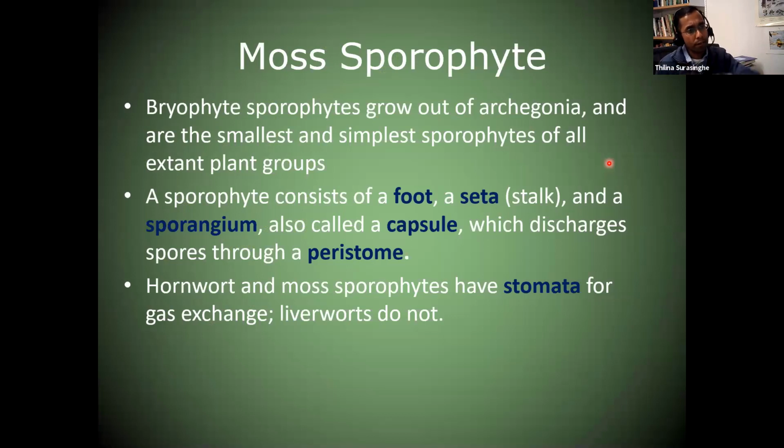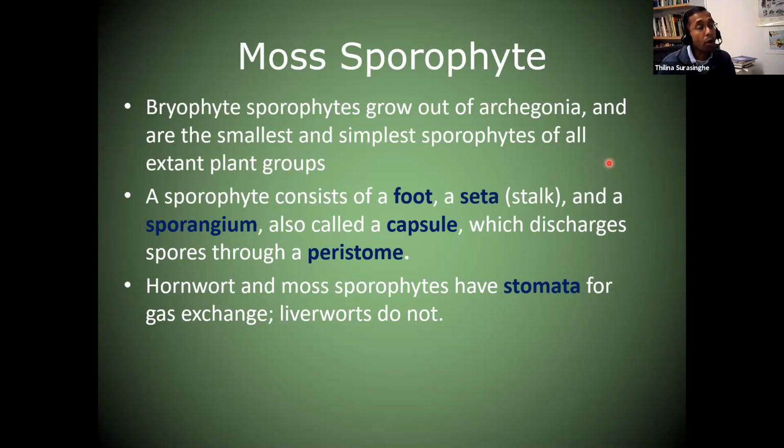Now to the sporophyte. That was about the gametophyte. Now let's talk about the sporophyte. Bryophyte sporophytes grow out of the archegonia, right? Remember, the archegonia is where fertilization takes place. The archegonia produces the egg, the sperm swims into the archegonia, fertilizes the egg, makes the zygote, and the zygote grows into the sporophyte, which is diploid, right?